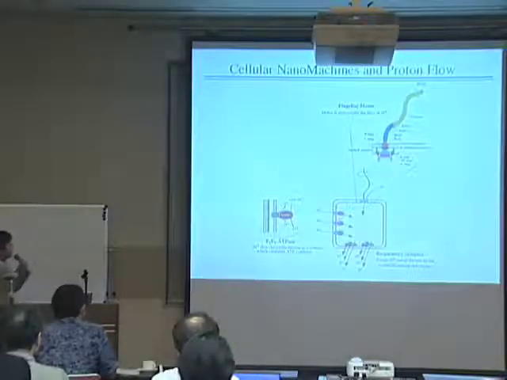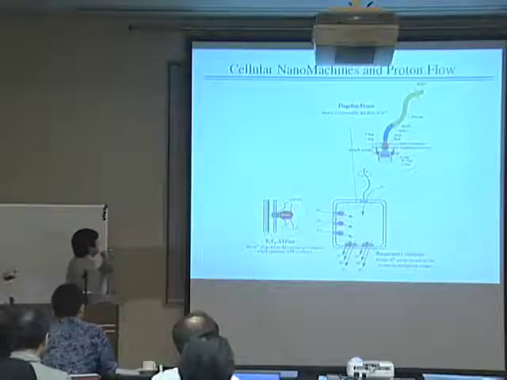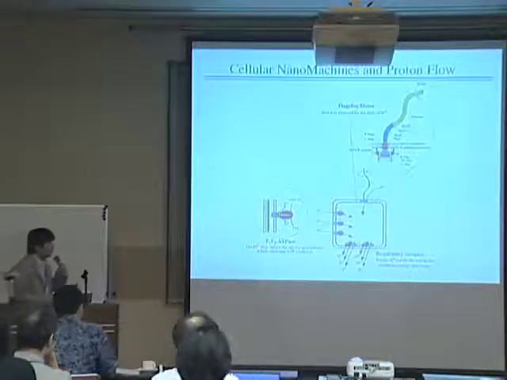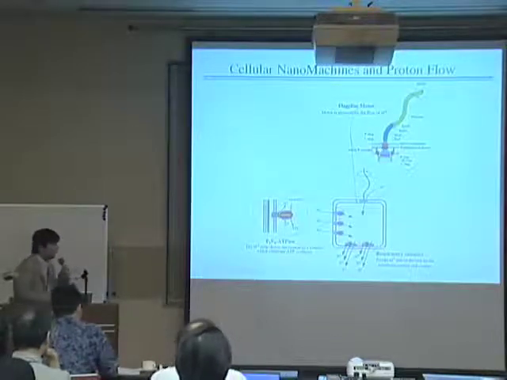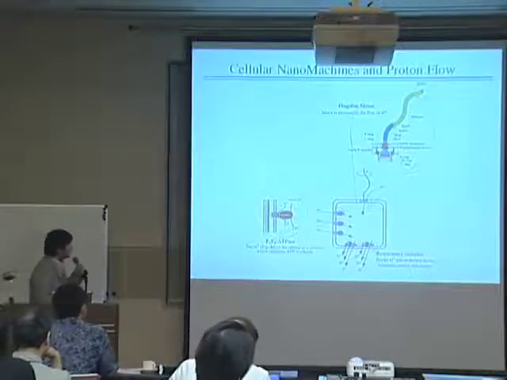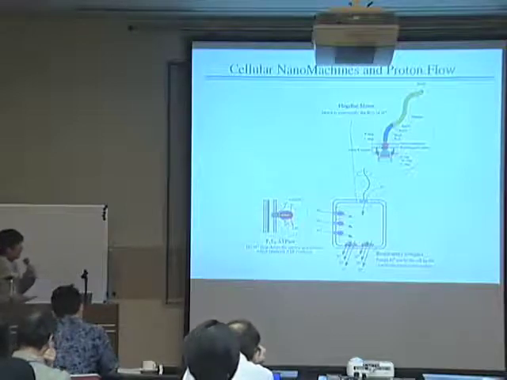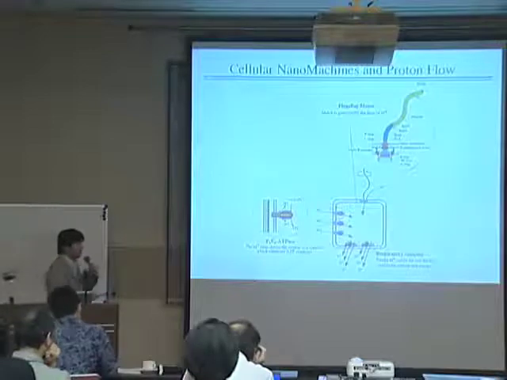So what is the source of the rotation energy? The bacterial flagellum is rotated utilizing the so-called proton motive force, using the electrochemical potential difference between the outside of the cell and the inside of the cell. The cells pump protons from the inside to the outside using the respiratory complex system.